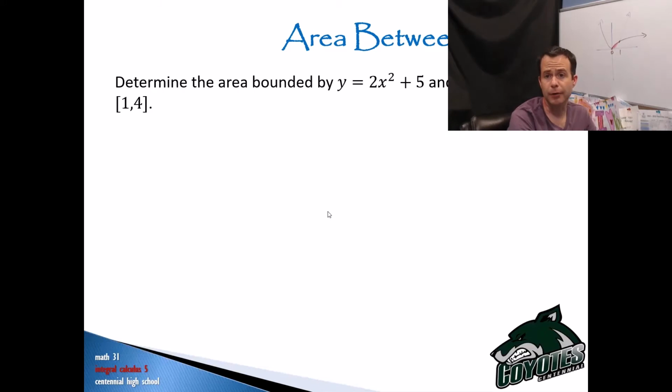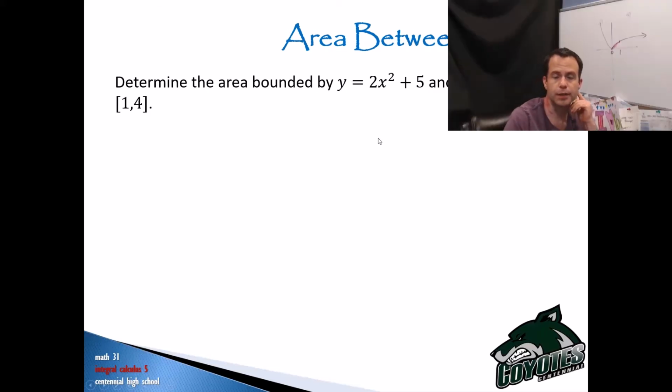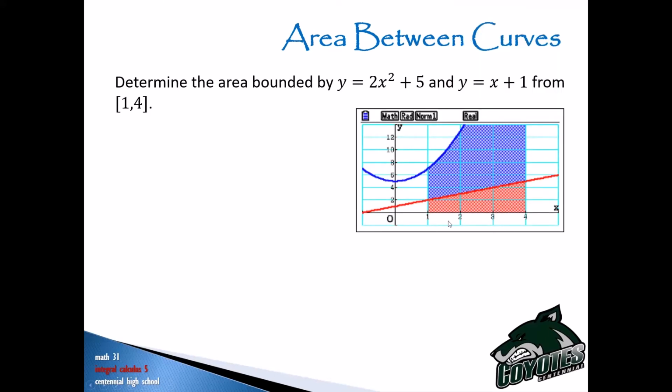Determine the area bounded by y equals 2x squared plus 5 and y equals x plus 1. This time, I'm just going to hide myself so you can see those equations for a second. This time I'm asked to do it from 1 to 4. So the first thing I do is give myself a little picture. I'll again hide myself for a second.